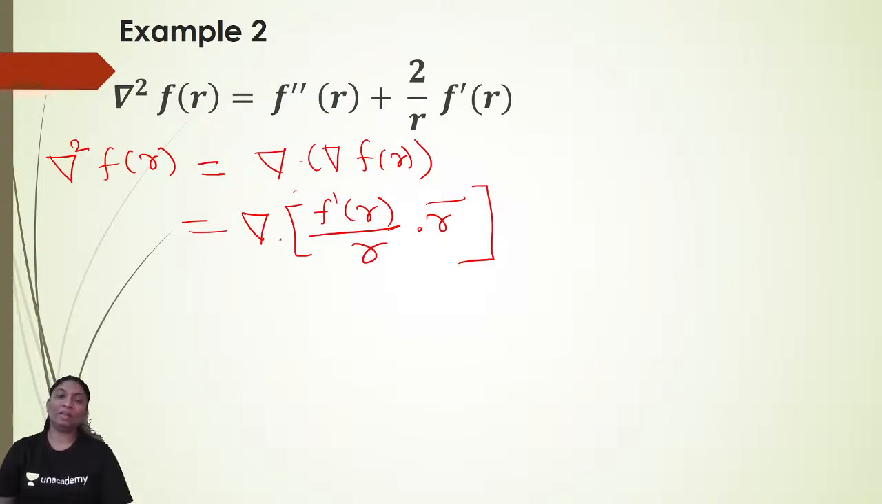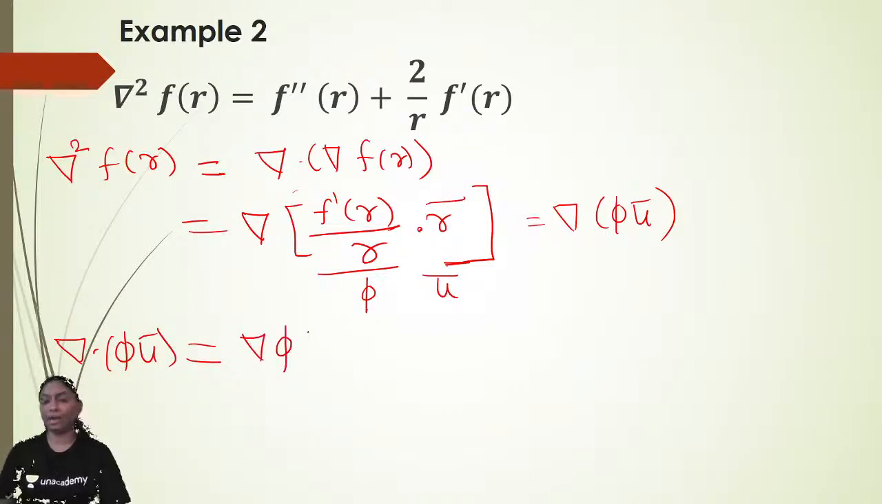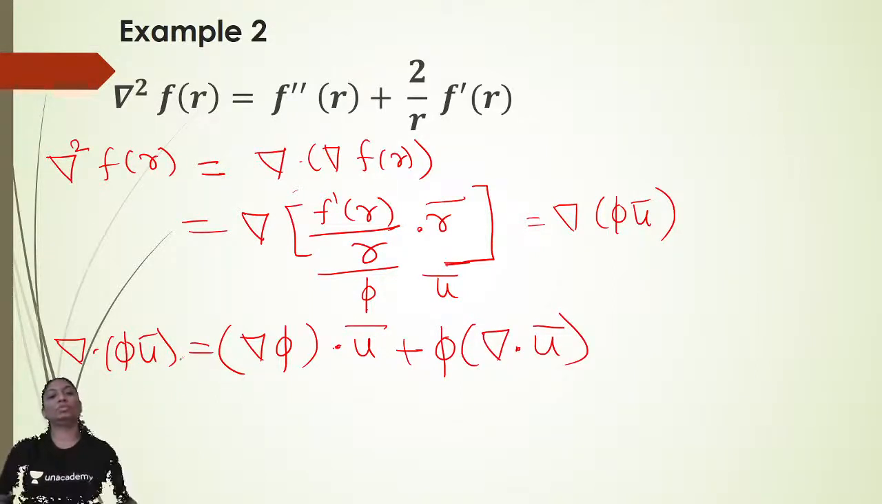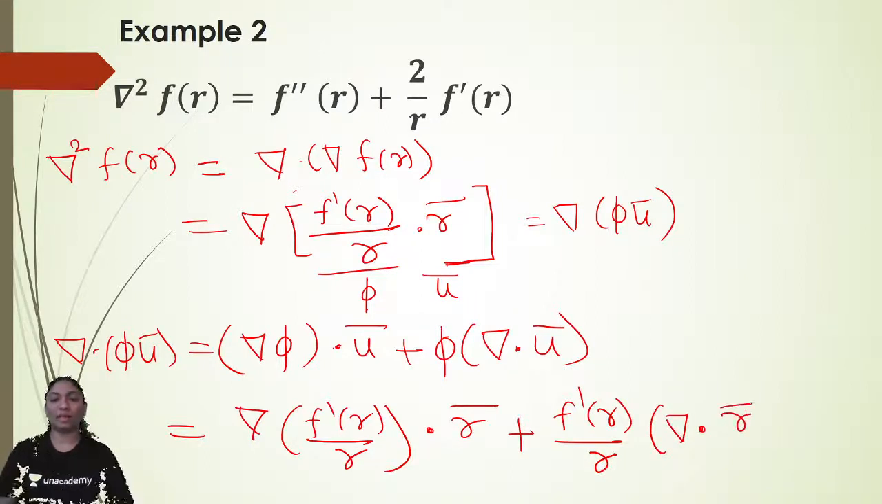Now if you see here, f dash of r upon r is a scalar quantity and r bar is a vector quantity, so can I write this as phi and this as u bar, right? So here we can write del dot of phi u bar. So what is our property? Del dot phi u bar is equal to del phi dot u bar plus phi into del dot u bar, right? So we will apply here, so you will get del phi. Phi means del of f dash of r upon r dot u bar. U bar means r bar, plus phi, which is f dash of r upon r, into del dot u bar. U bar is our r bar.